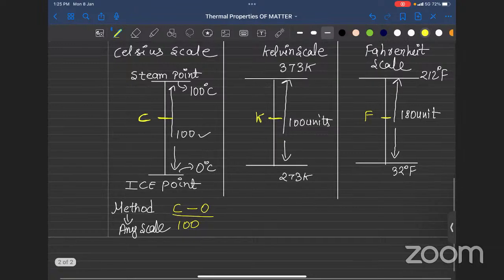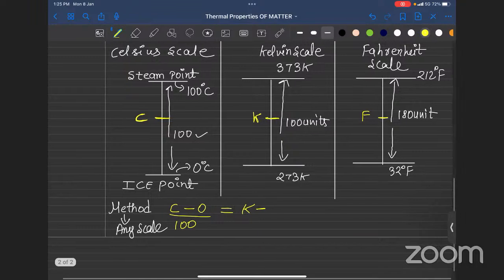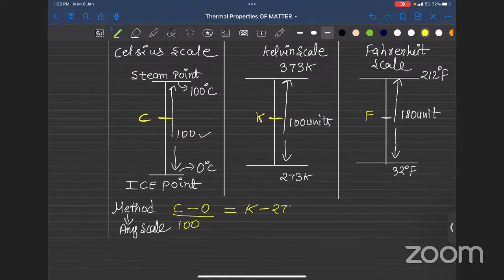Done. And on the Kelvin scale, if we see, the division is K, because I want to measure at the same point what the Kelvin temperature is. And the lowermost point is here as 273. Okay. And the total divisions are 100. Similarly, here, if you see, we have F as Fahrenheit and 32 degrees Fahrenheit as the lowest temperature, and the total divisions are 180 units.